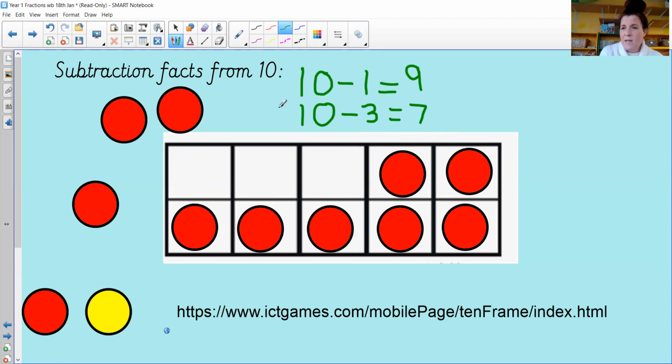So you have some time now, and if you want, your grown-ups can write the number sentences for you, or you can fill in parts of the number sentences. Okay, so you can work together as a team, or you can write the whole number sentences yourself. There's some options there. So have a few minutes just practicing those subtraction facts from 10, and then come back to me and we'll get on with fractions today.